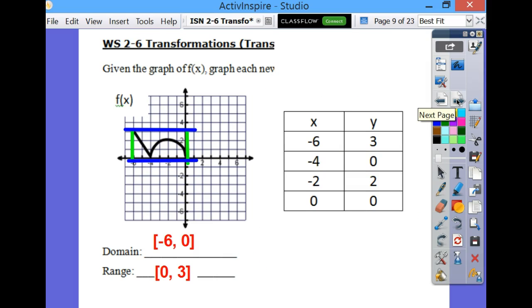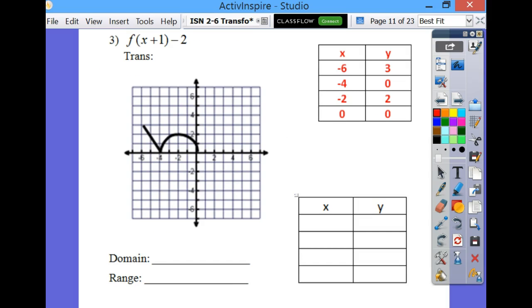Let's look at problem number 1 on your homework. Okay, this is problem 3 on your homework paper. What is the x plus 1 going to do? Instead of moving it in the positive direction, it's going to move it left. What's the -2 going to do? So you can move it left 1 and down 2.